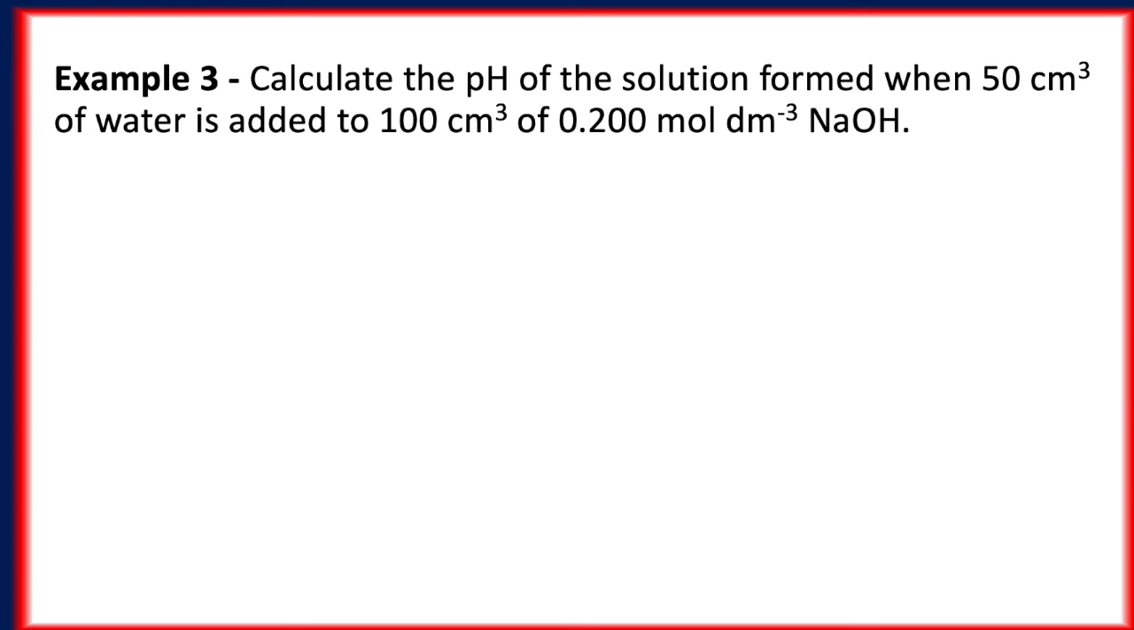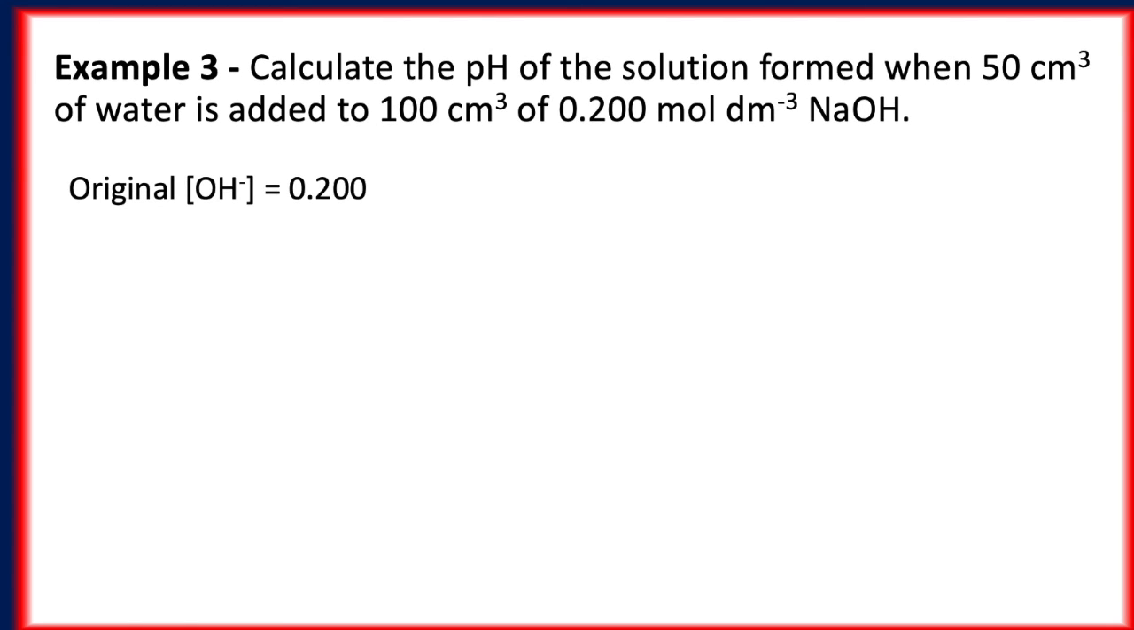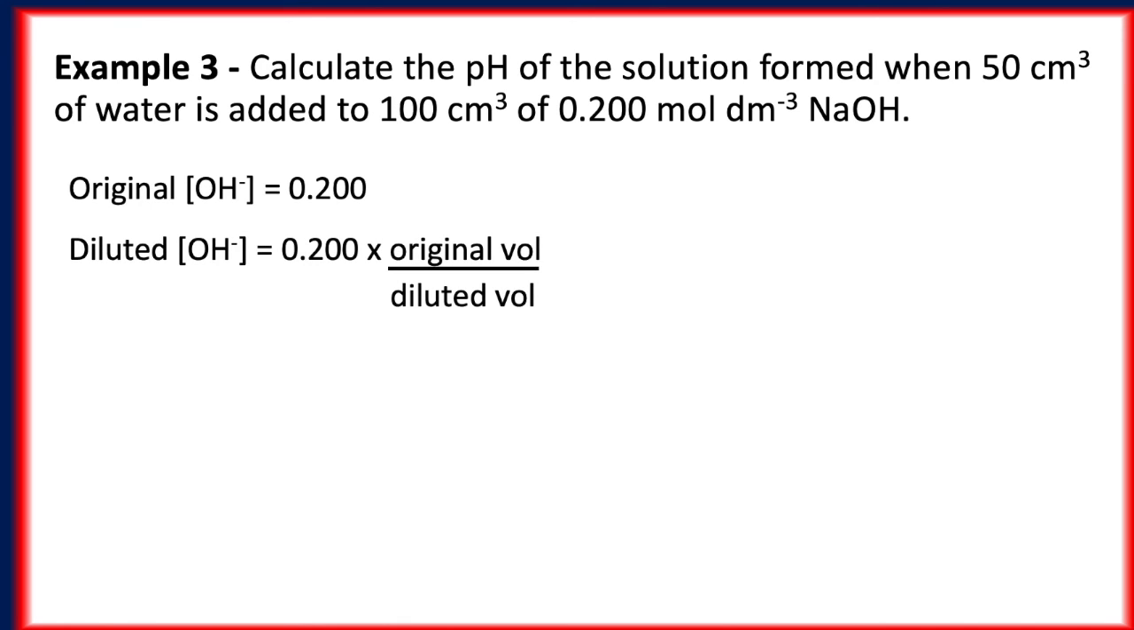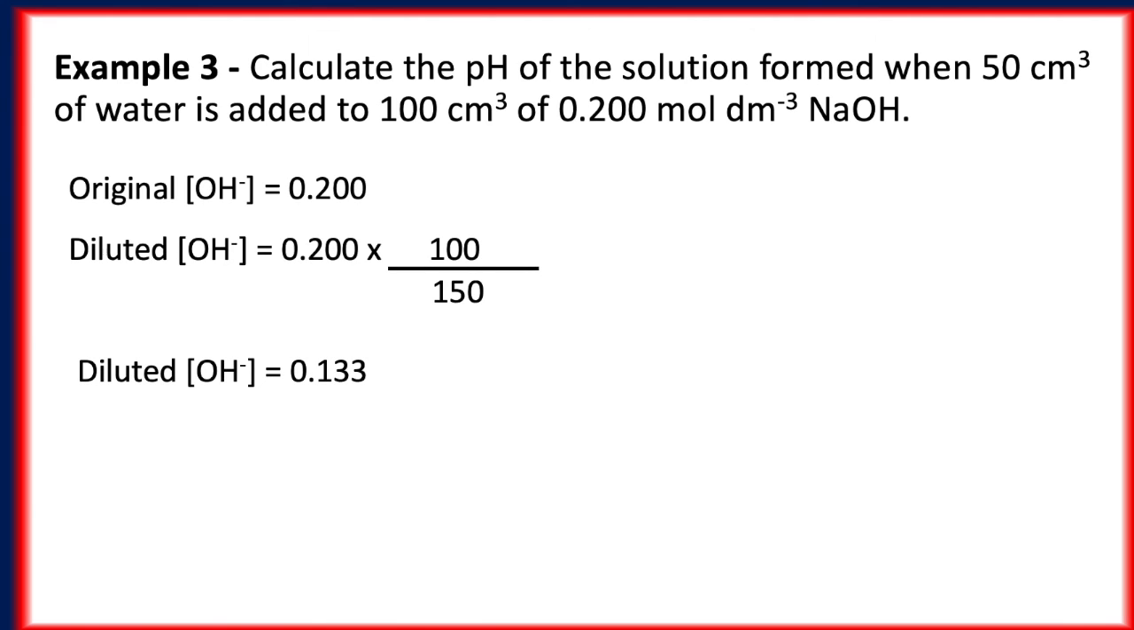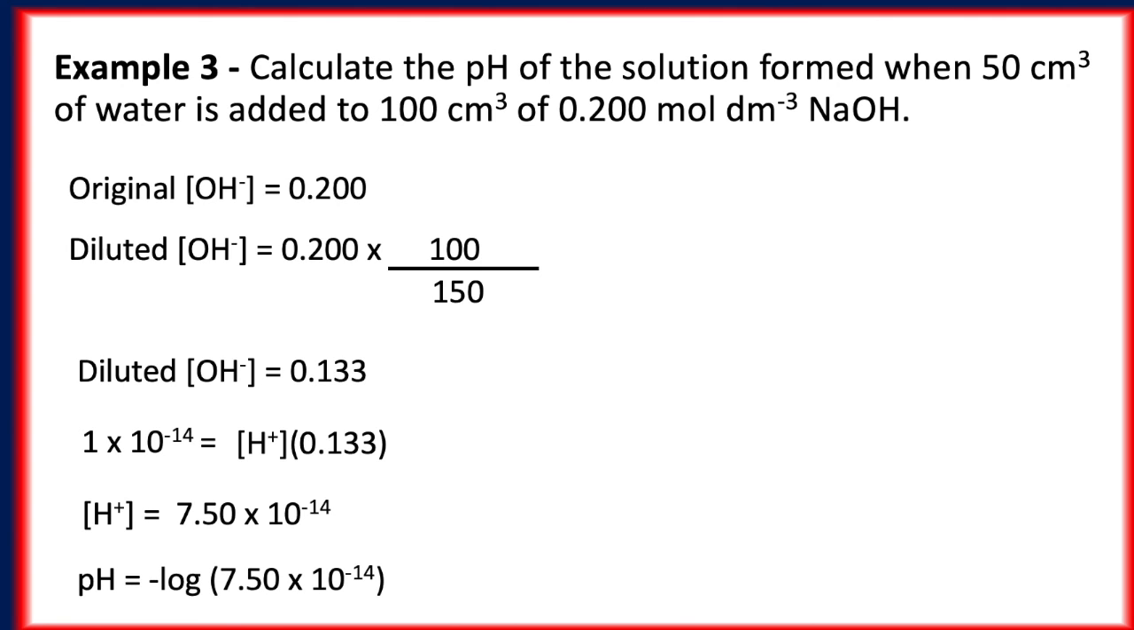And finally, example number three is a dilution one. So again, we can find out the concentration of OH- from the concentration of NaOH. We can then work out our diluted concentration by multiplying by the original volume and dividing by the diluted volume, like so. And that gives us the diluted concentration to be 0.133. And we can use our Kw expression to find the concentration of H+, and finally substitute that into our pH expression, and our pH we find to be 13.12.